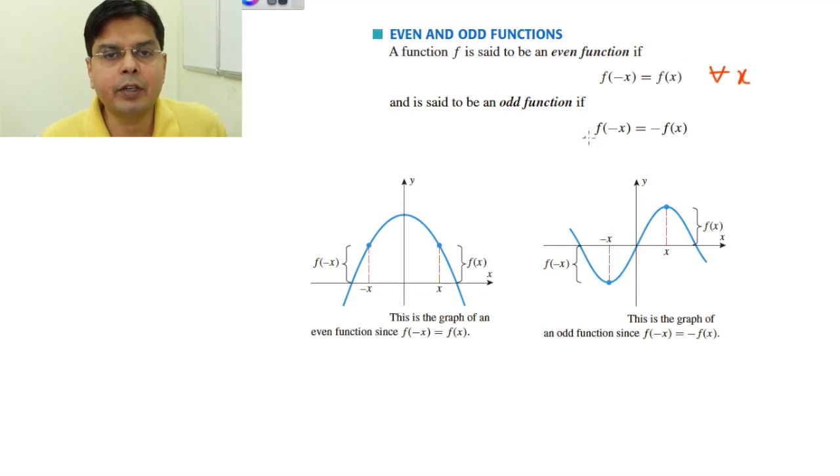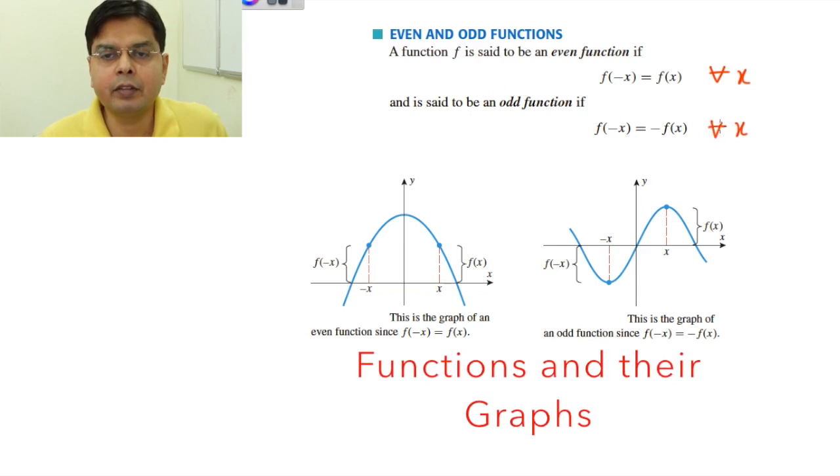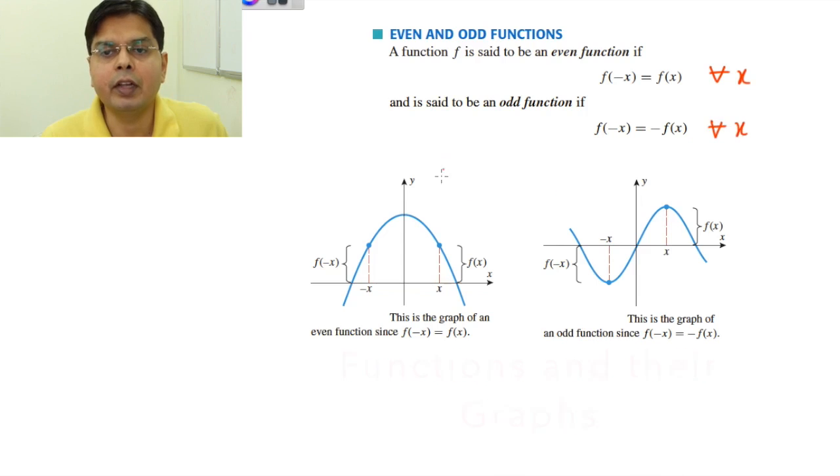Similarly, a function is said to be an odd function if f of minus x is equal to minus f of x, and this is also true for all x. Now, how will the graphs of even and odd functions look?